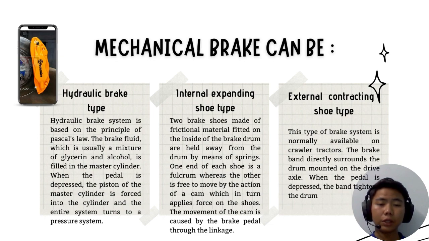The last one is the external contracting shoe type. This type of brake system is normally available in crawler tractors. The brake band directly surrounds the drum mounted on the drive axle. When the pedal is depressed, the band tightens on the drum, and after that the vehicle will stop.